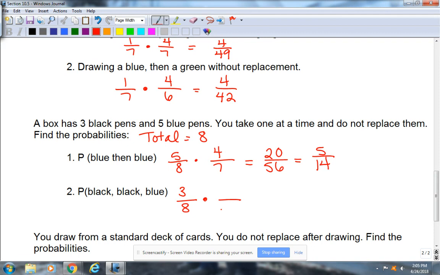7. That went down 1. How many of them are black? 2, because I've already taken out 1 black one. Does that make sense why that number goes down? Okay, because I'm repeating black pens. Then I'm going to go back and get a blue pen. Well, now how many total pens are in my box? 6. As long as I'm not putting them back in, my total's still going down by 1.